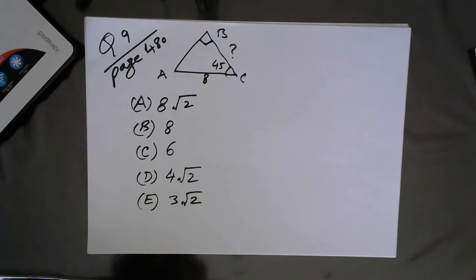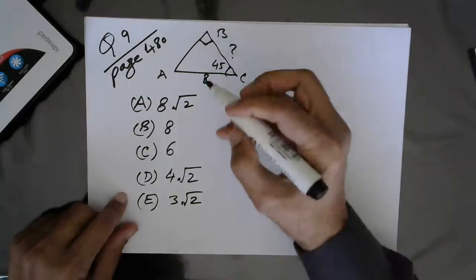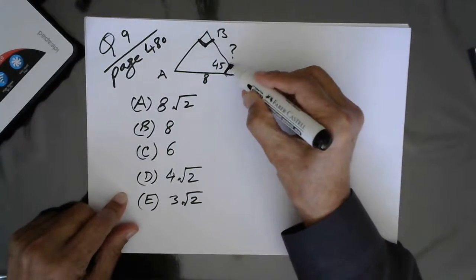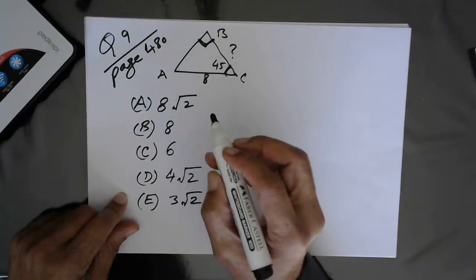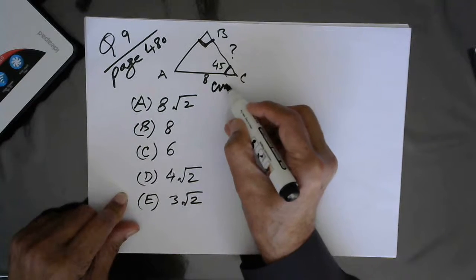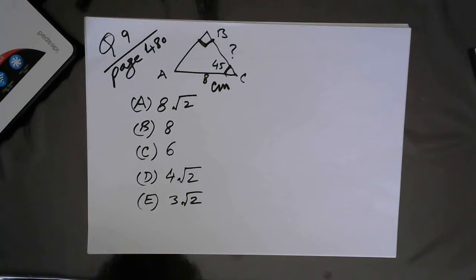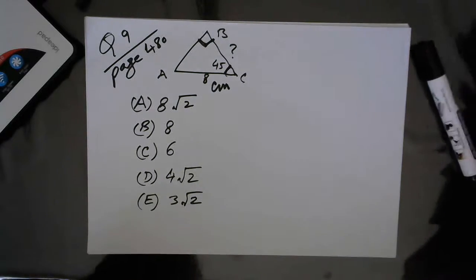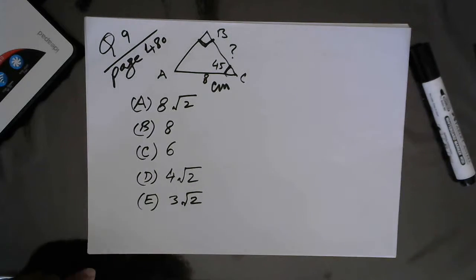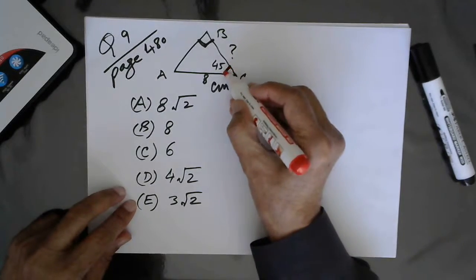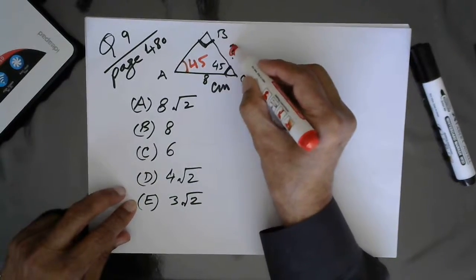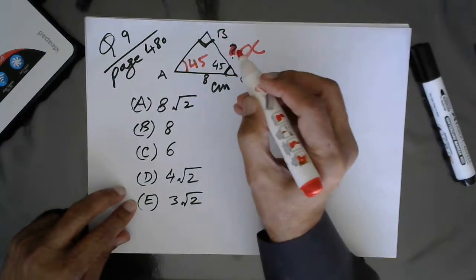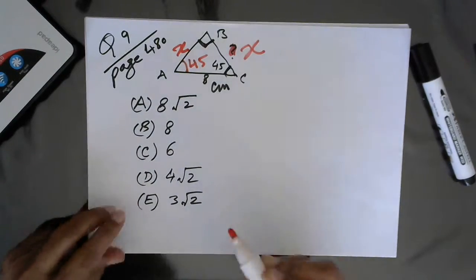ABC is a triangle in which this is a right angle and this angle is 45 degrees and this AC is 8. So let us say this is 8 centimeters. The question is, what is the length of BC? Now because this is an isosceles triangle, this angle measures 45, this angle also measures 45. So if I assume that BC is X, then I can say that AB is also X.